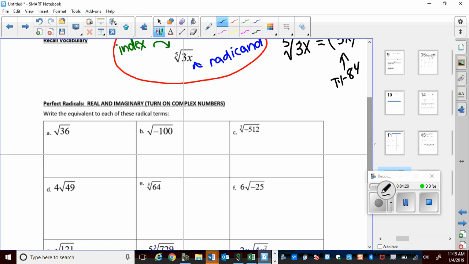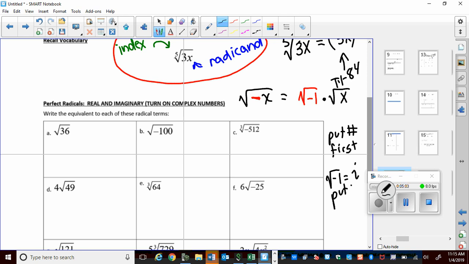It's just a replay of complex numbers. So I want you to recall when you have a negative number under a radical, this negative inside, you're going to separate it. It becomes the square root of -1 times the square root of x. And this way we can evaluate both parts. You always put the number first. And the square root of -1 is always equal to i. Put it last, if possible, okay?